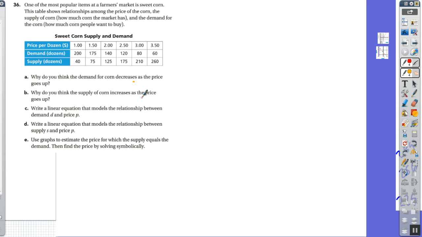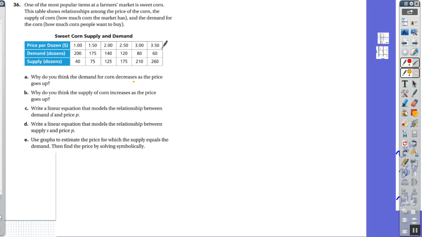Question B. Why do you think the supply of the corn increases as the price goes up? Well, if fewer people are buying the corn because the price is going up, then clearly there's going to be more supply of it because people aren't buying it. Also, as the price goes up, farmers are going to try to capitalize on the higher prices. If they can sell 260 dozen ears of corn at $3.50, that's a lot more than selling 40 ears for $1. So there's more incentive for them to bring their corn to market when the price is high.